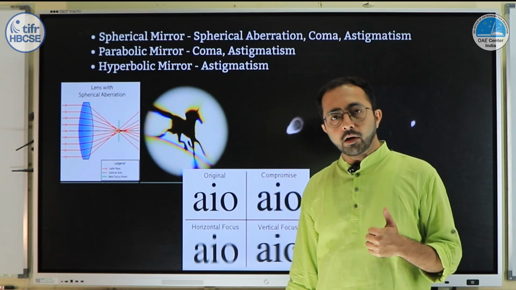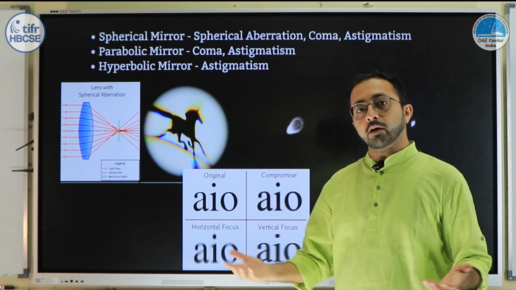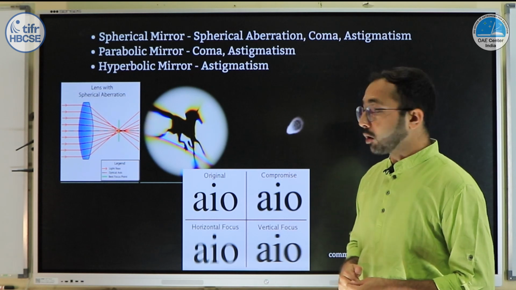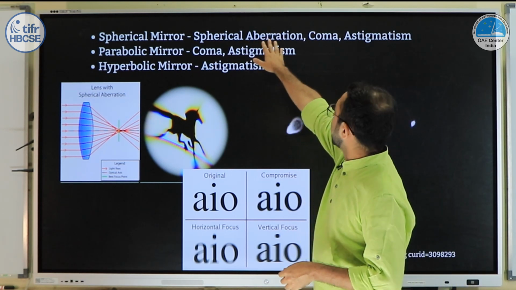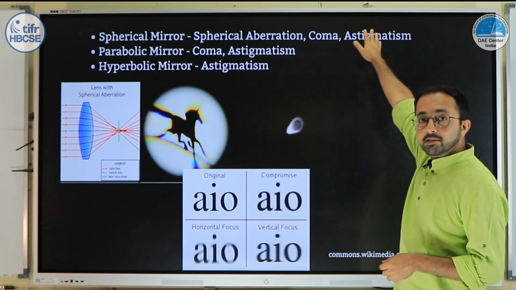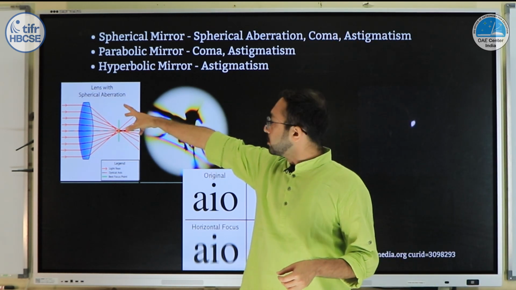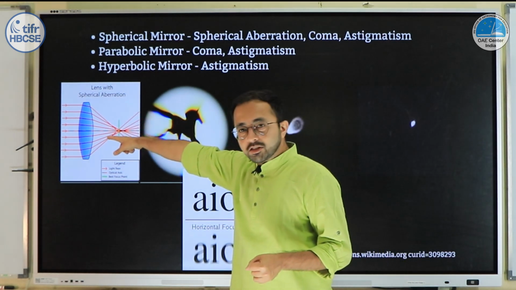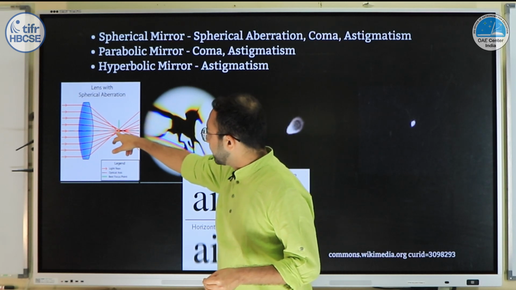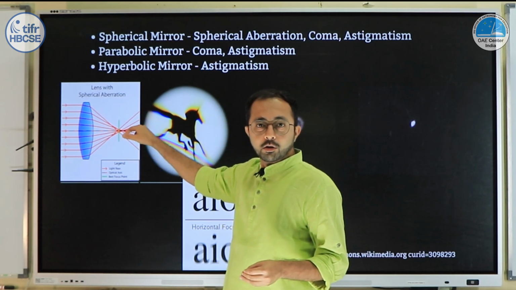So first is the spherical mirror. The problem with the spherical mirror, as we have already seen in an earlier video, you can see the link at the top, is that they have spherical aberration. They also have something called coma and astigmatism. So what are these things? So spherical aberration is because, you can see here there is a lens and it is showing that all the rays do not come at exactly one point, right.